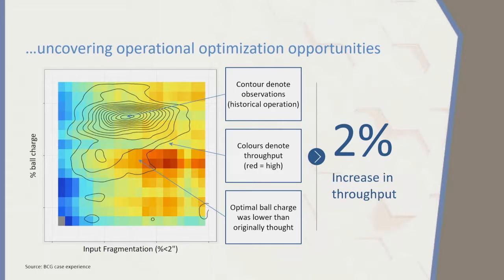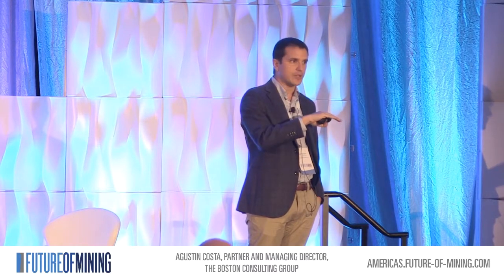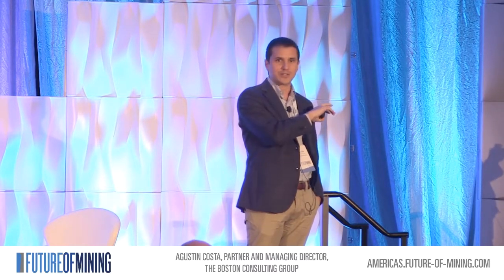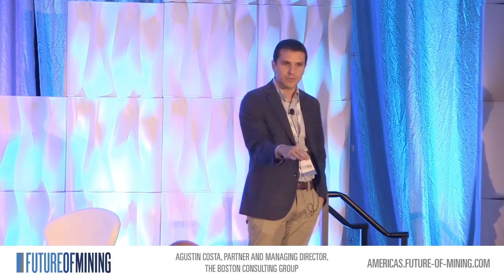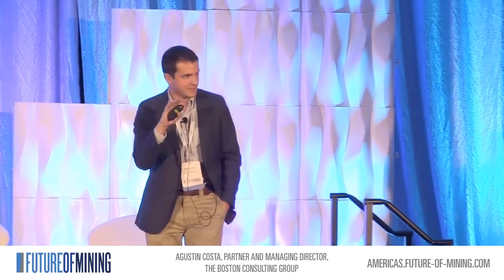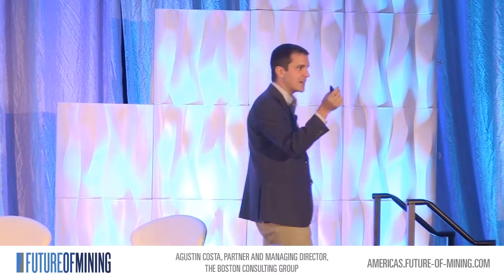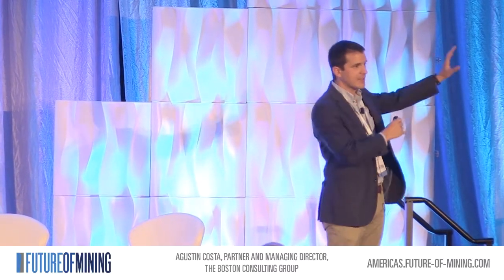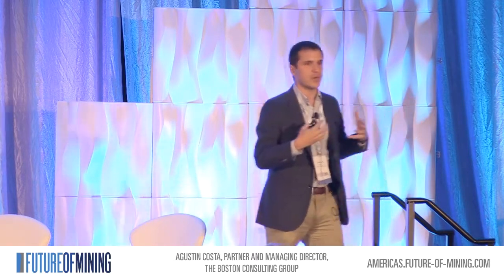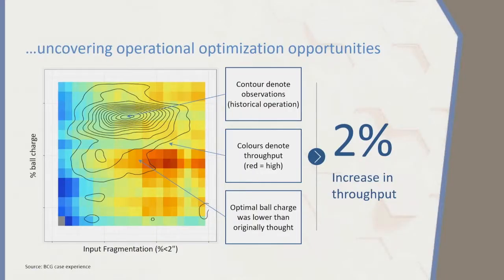And the increase in throughput is not huge, but it is significant, particularly when you're talking about the bottleneck. But just by lowering your ball charge, you're able to get 2% more throughput in a bottleneck, in a SAG mill as large as Costa was. This was like $50 million of profit. So even though the percentages are small, and as you saw before, the parametric equations and the way we did things before get us 95% there, this really lets us drive us home with this type of improvement.